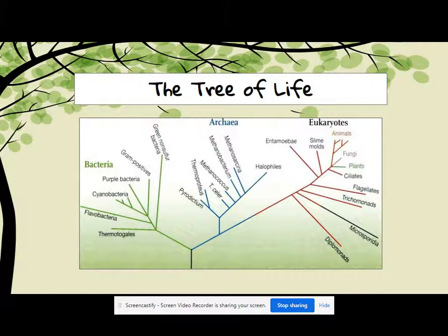Hey Science 20s, it's the Tree of Life discussion over today, tomorrow, and Friday. We're going to be talking about the Tree of Life and evolution.